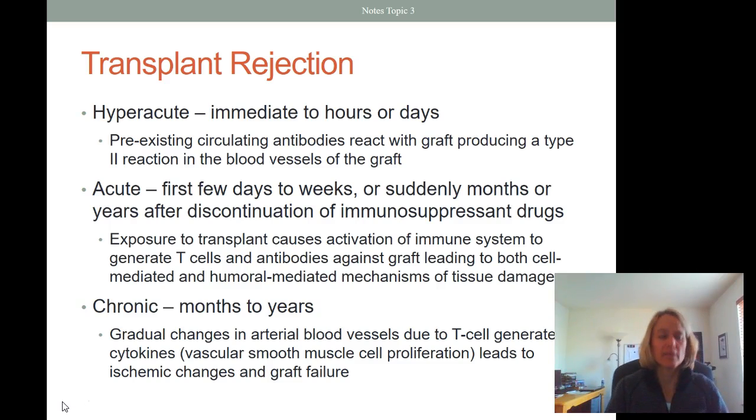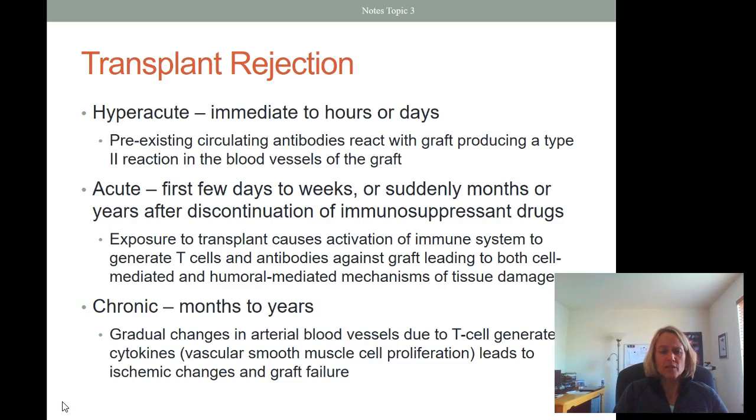There are 3 types. Hyperacute is an immediate response. It occurs immediately to hours or days. And this is where we have pre-existing antibodies already. And these antibodies react with the graft and produce a type 2 hypersensitivity reaction in the blood vessels of that graft. An acute transplant reaction occurs within the first few days to weeks, or it could occur suddenly months or years after you stop taking an immunosuppressant drug.